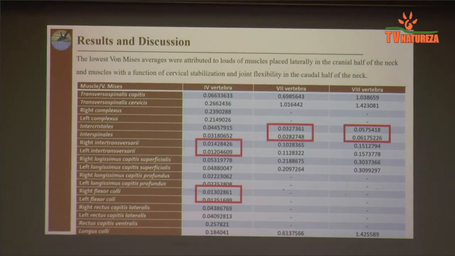This is the same table, but this is the lowest von Mises average. The lowest von Mises averages were attributed to loads of muscles placed laterally in the cranial half of the neck, like intertransversarii muscles and flexor colli muscles, and muscles with a function of cervical stabilization and joint flexibility in the caudal half of the neck, like the interspinalis muscle, segmental muscle, and intercostalis muscle.